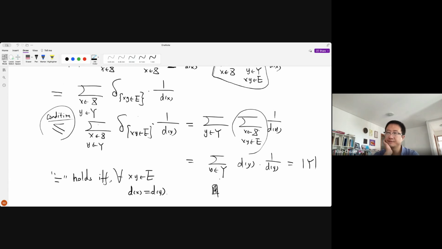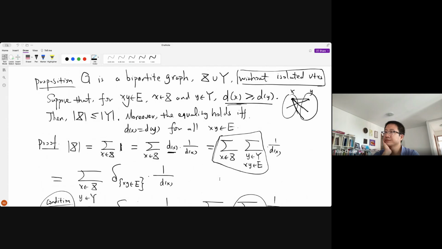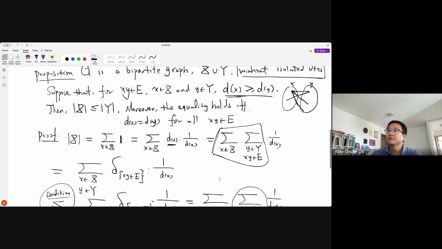I think it's a very beautiful proof, and it involves a kind of more complicated double counting. Any questions? Great. So we continue.